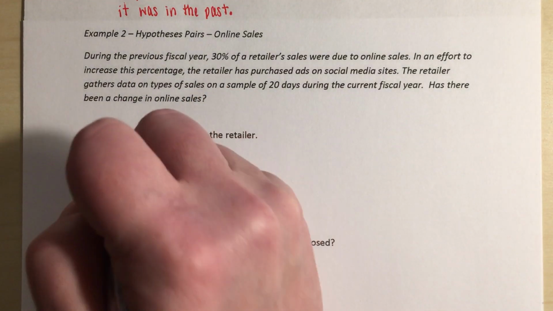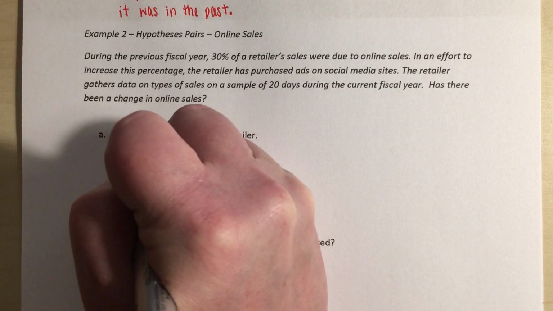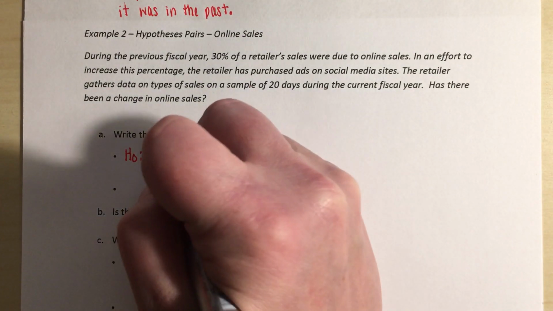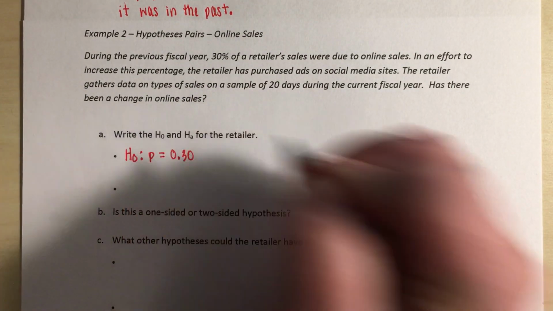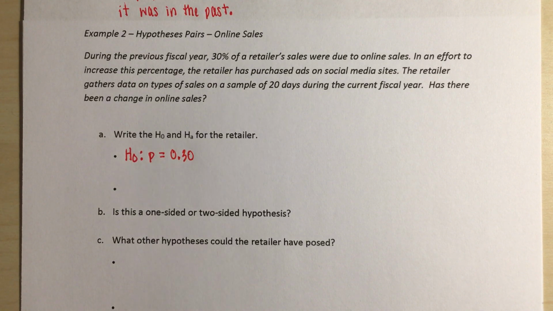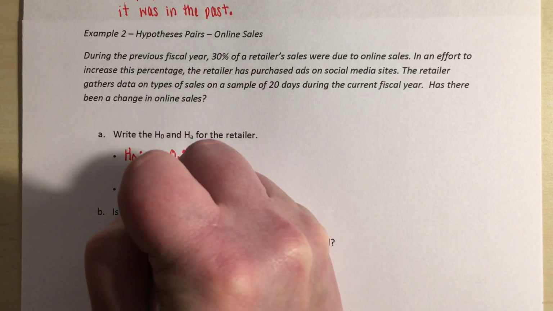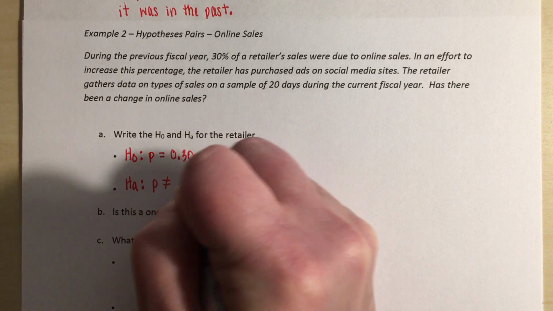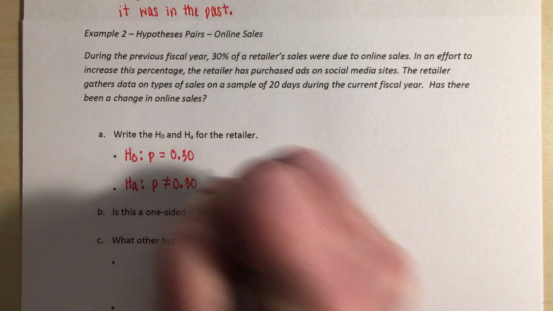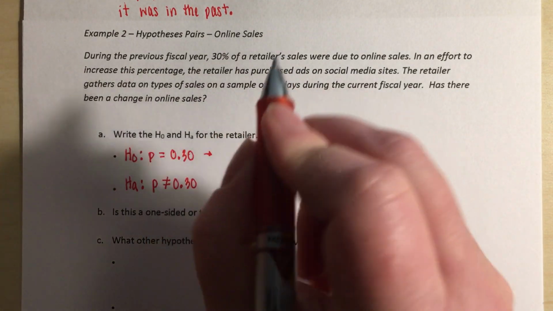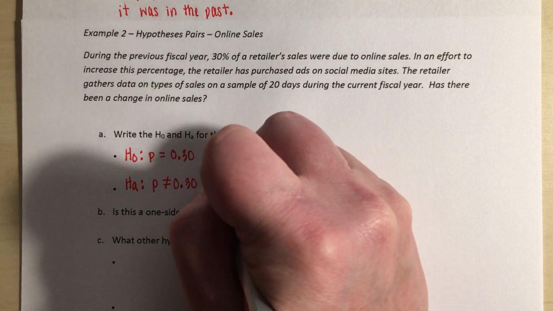All right, so our null hypothesis, H sub 0. Again, P, and we have an equal sign. And we're going to assume that it hasn't changed, so we get 0.30. Our alternative hypothesis, it asks, has there been a change? We don't specify if it's greater than or less than. So in this case, if we're just talking about has there been a change, we're going to use our not equal to sign. Our null hypothesis, in words: the proportion is the same as it has been in the past.